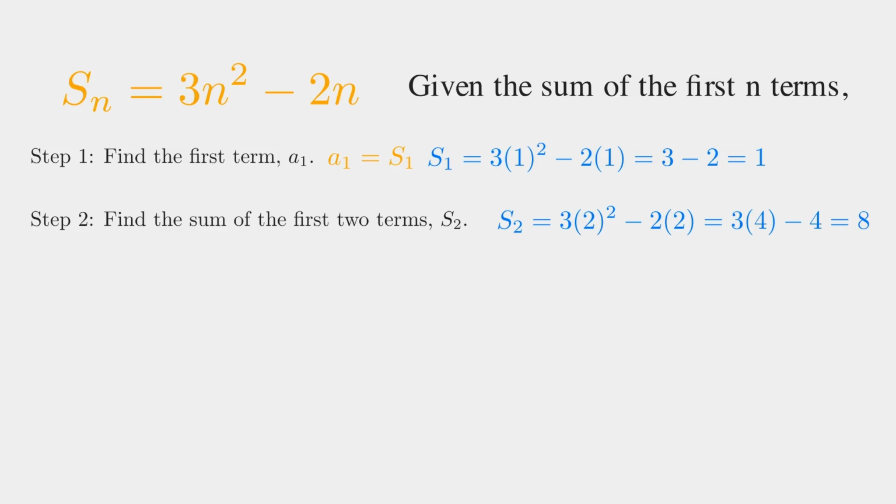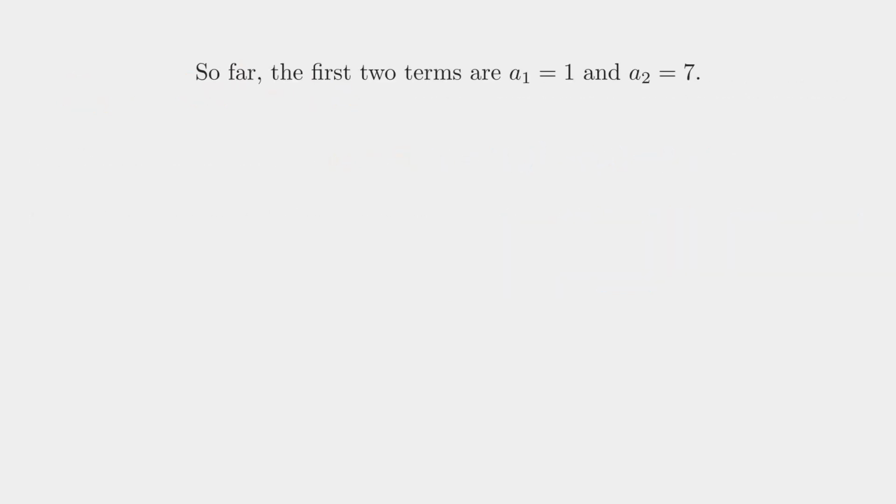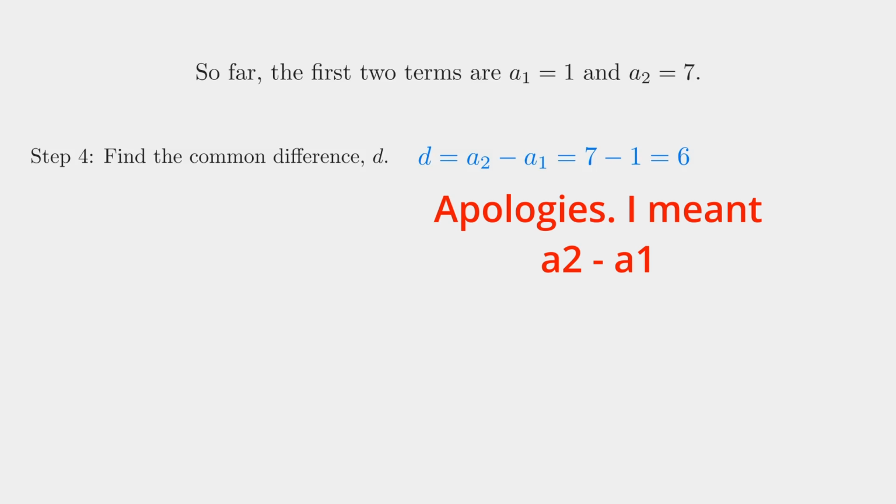With S1 and S2, we can find the second term, a2. Now a2 is S2 minus S1, which is 8 minus 1 equal to 7. So far, we have the first 2 terms, a1 and a2, which are 1 and 7 respectively. Now, we can find the common difference d, which is the difference between the consecutive terms. So d is equal to a2 minus a1, which is 7 minus 1 equal to 6.